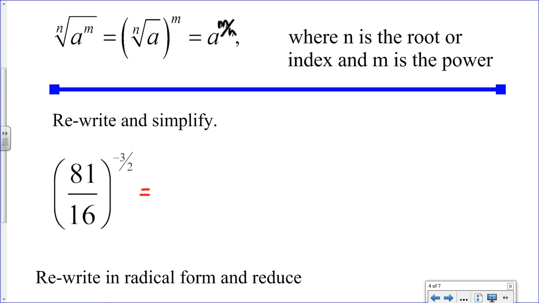Okay, so it's easier to do the root part first, because if you're working these without a calculator, you want the smaller the numbers, the easier it is to work with. So you do the root first and then the exponent. So what root do I have here? Good. I have the square root of 81 over 16, and I'm taking all that to the negative third power.